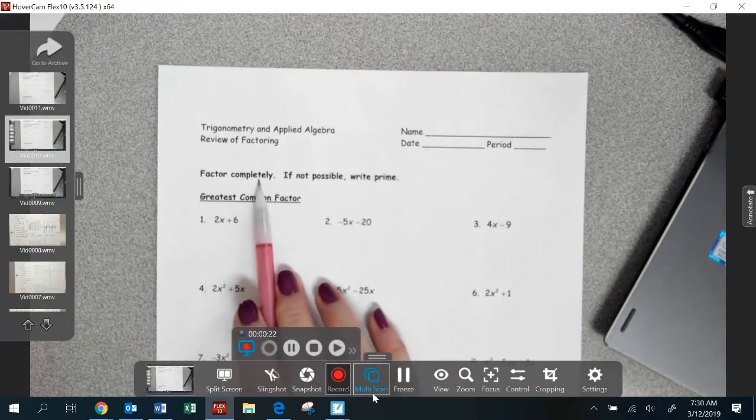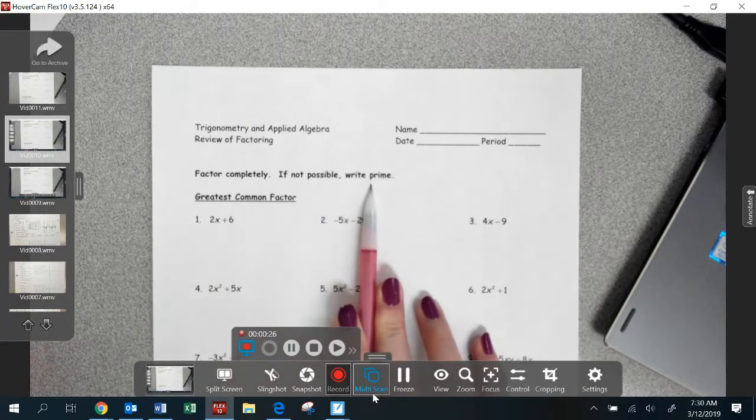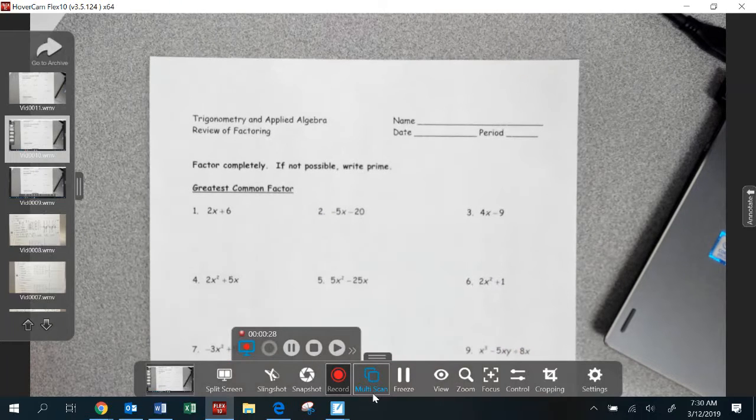Some things are not going to be able to be factored. If it's not possible to factor, we say that it's prime, just like a number that only has the factors of itself and 1, like 7 or 13.